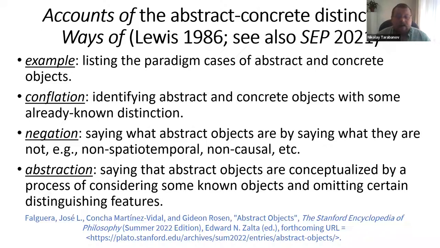Another account is the way of conflation, according to which there are a few roughly overlapping distinctions, for example, between the general and particular, between sets and non-sets, and so on. Ultimately, Lewis' discussion suggests a deflationary view on which there is no uniquely fundamental distinction in the neighborhood of the abstract-concrete distinction. The next account is the way of negation, saying what abstract objects are by saying what they are not.